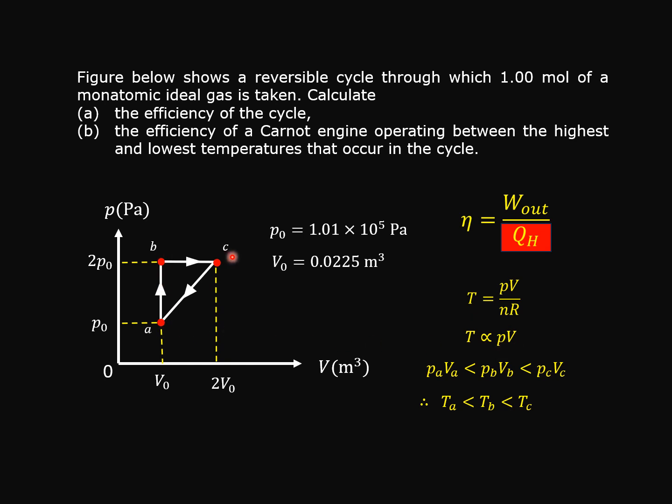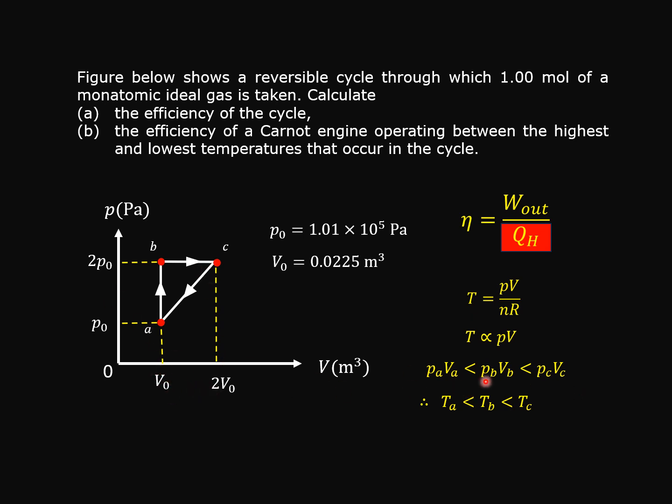So now if we look at these three states, for state A, the product PV is P0 times V0. For state B, it is 2 P0 V0. And for C, the product PV is 2 P0 multiplied by 2 V0, so that is 4 P0 V0. If we compare the magnitude of these three products, state A is the smallest, and state C is the largest, which is 4 P0 V0. For A it is only P0 V0.